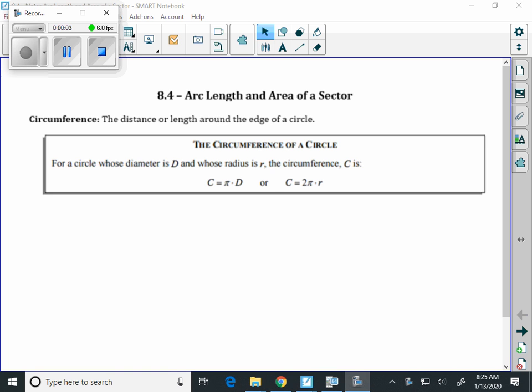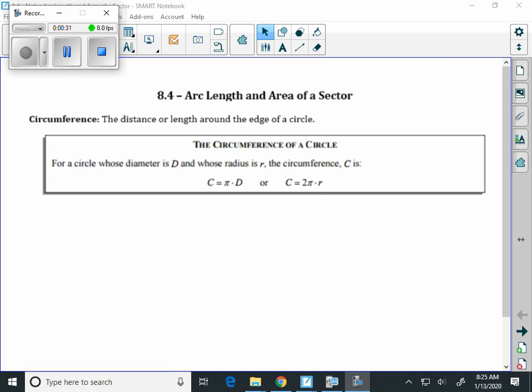I'm going to talk about arc length and area of a sector. And before we get into those two ideas, we need to refresh our memory when it comes to the circumference of a circle, which is the distance or length around the edge of the circle. And the formula for circumference is either pi times diameter, or it's 2 times pi times the radius.